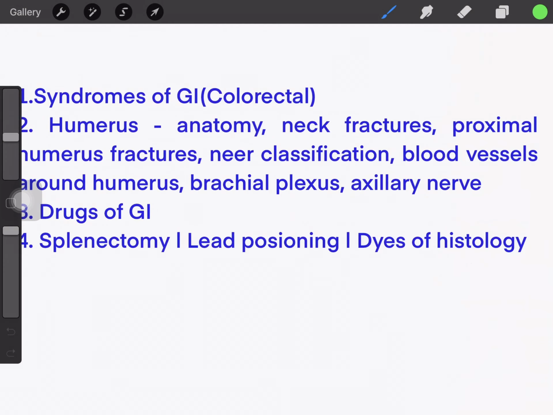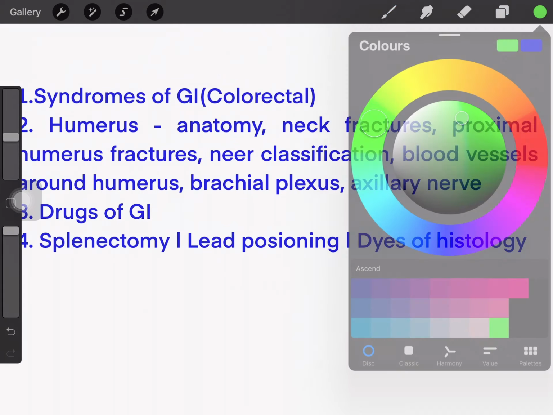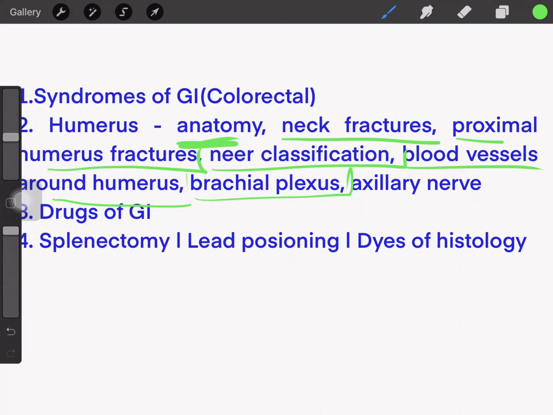So at the end of the day, what you take home from here is to read these topics. These are very, very big topics, but just 4 questions can make you revise so many topics, and all of them are very high-yield. Syndromes of GI, multiple questions, every exam will have a question for sure. Then we talk of the humerus, which was a very good question, and we can talk about the anatomy, fracture classification, proximal humerus fractures, Neer's classification, blood vessels around the humerus, brachial plexus, axillary nerve. There are so many things that you can read from that question.